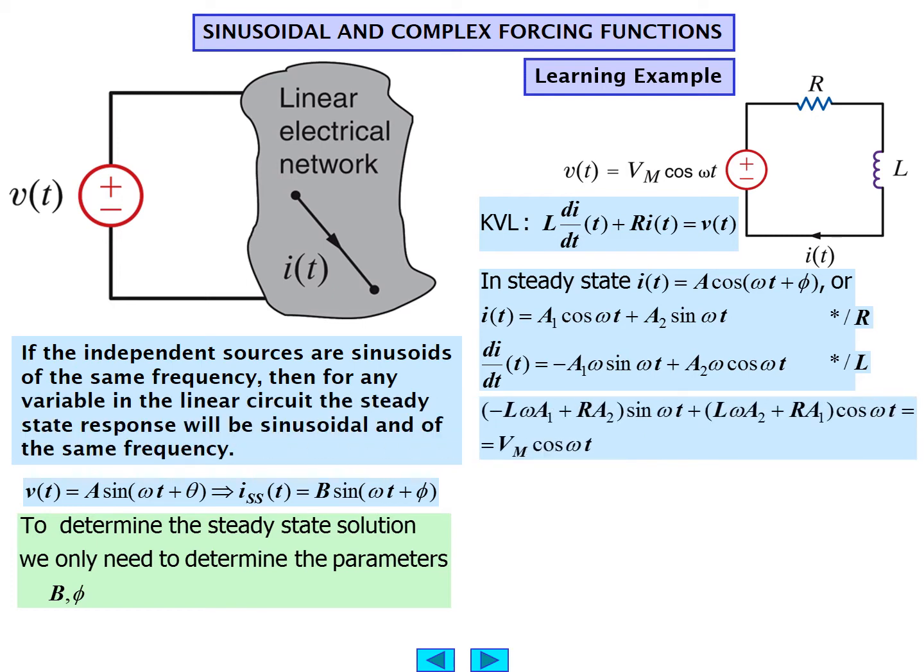So now we can substitute what those things really are. In this case, the amplitudes, if you will. So we'll get minus L omega A1 plus R A2 times sine, plus L omega A2 plus R A1 times cosine is equal to our forcing function in this case, Vm cosine omega t. Notice that the distributions occur across the two elements, and then they're brought together algebraically.